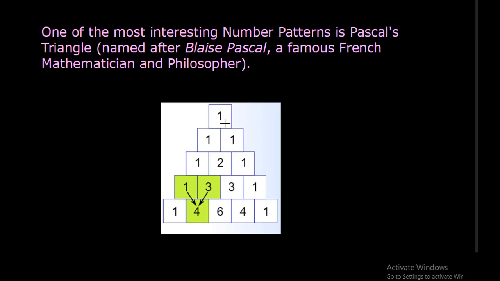Here the Pascal triangle is given. One of the most interesting number patterns is Pascal's triangle, named after Blaise Pascal, a famous French mathematician and philosopher. So here: 1; 1, 1; 1, 2, 1; 1, 3, 3, 1; 1, 4, 6, 4, 1. I clearly explained 1 after 1, 1. This is just like adding these two. This 1 and 2 added will get this 3, and this 2 and 1 added will get this 3, like that. This is called Pingala's triangle or Pascal triangle.